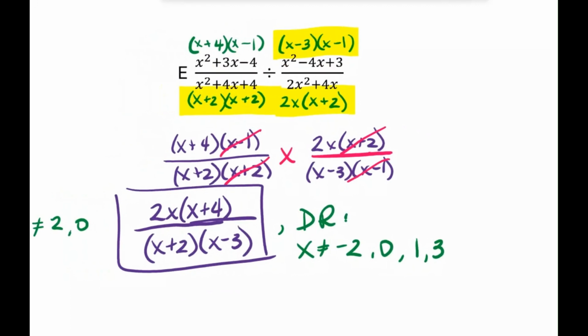All right, so for multiply straight across, and for division, do keep, change, flip. Okay.